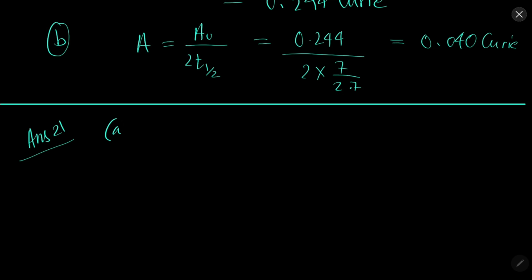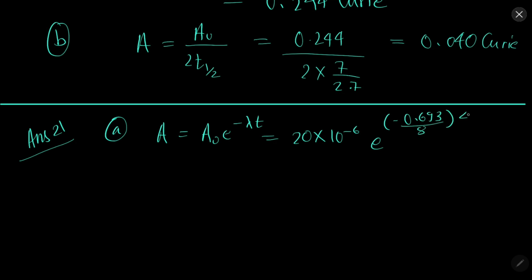Solution 21, A part. A naught e to the power minus lambda t, 20 into 10 to the power minus 6 e to the power minus 0.693 over half-life into 4. It will come out to be 14 microcurie.